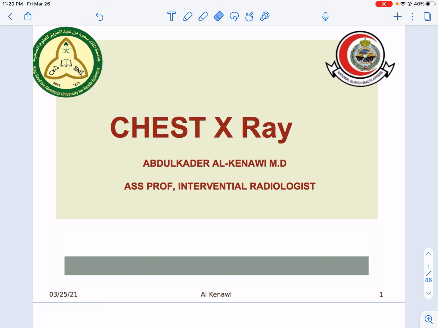Hello everyone, this is Fatima Ammar, and today I'll talk about a very important skill to have, which is interpretation of chest x-ray. Learning to interpret a chest x-ray is like learning a new language. Once you know the rules and you practice it, you will gain the skill.